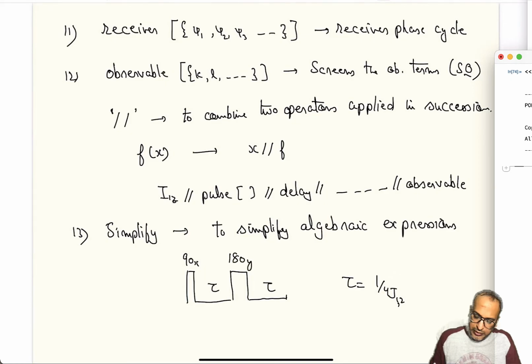Okay, so if we have this and we are starting with I1z, what is the density operator at this point? So let us try to calculate it using this set of commands. Okay, so let me bring out the POMA page.